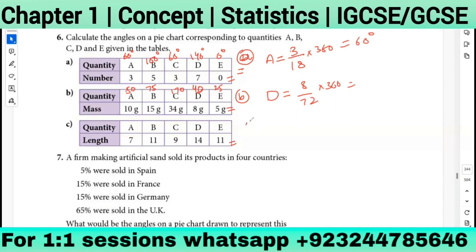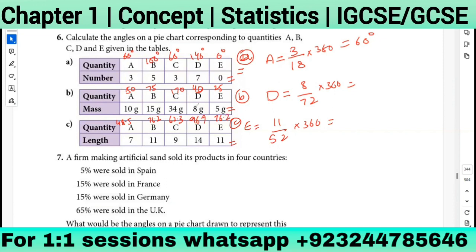From the last one, we will do the E part. They are all equal to 52. So 52 over 11 into 360. Okay, calculate it out. 76.15, which can be rounded to 76.2.